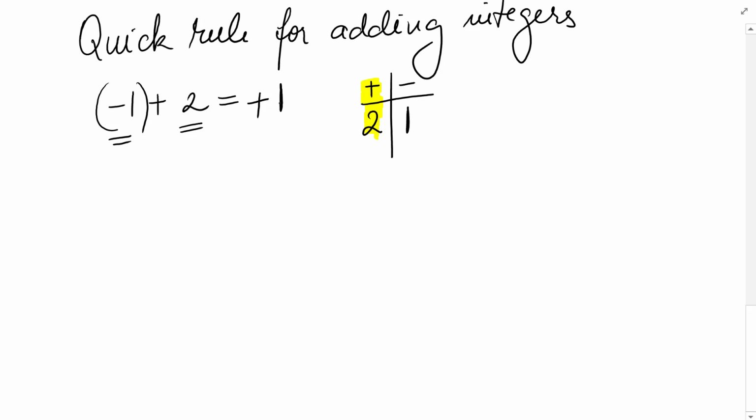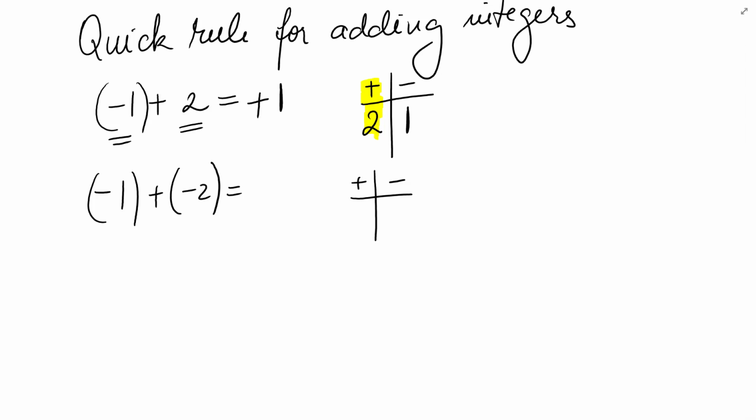Let's take a look at another one to see how this works. Negative 1 plus negative 2. So again, let's draw the teams, the positive team and the negative team. In the negative team, we have 1 point, and then also negative, it's 2. So we put 2, it's also in the negative team. Now, how many points does the negative team have? 3. And because it's the negative team, we put minus in front of it.